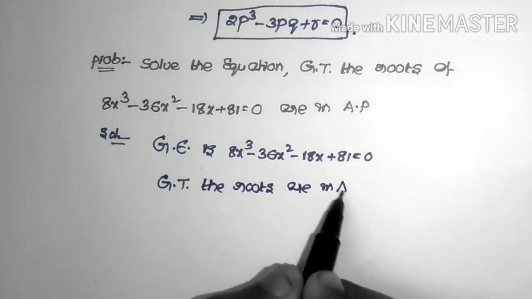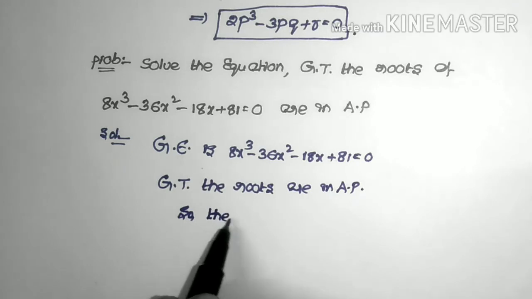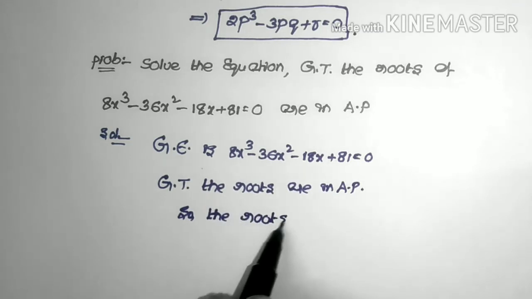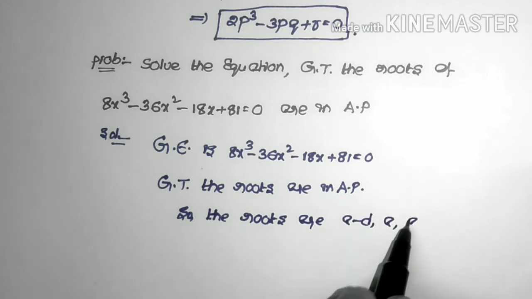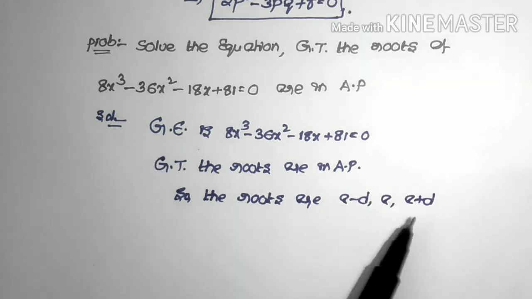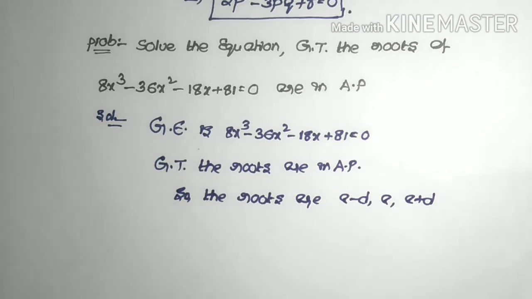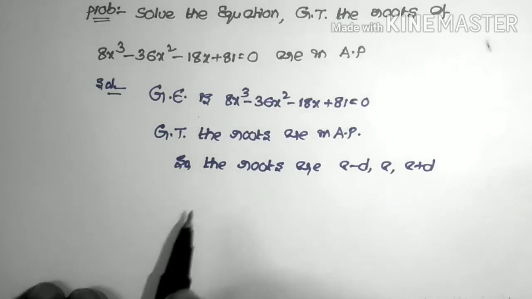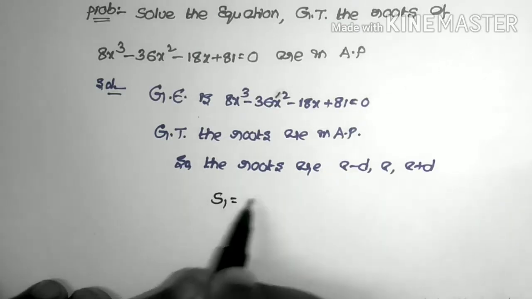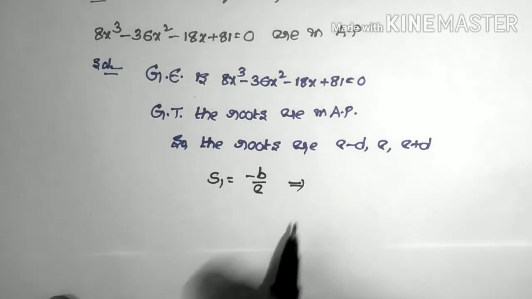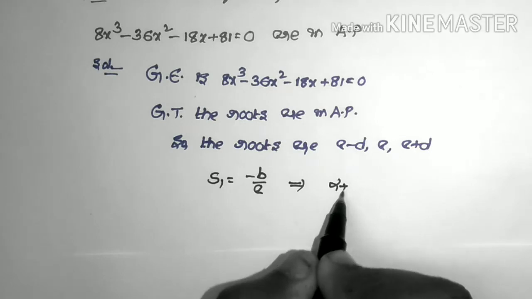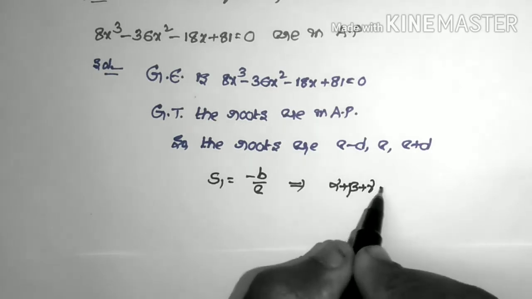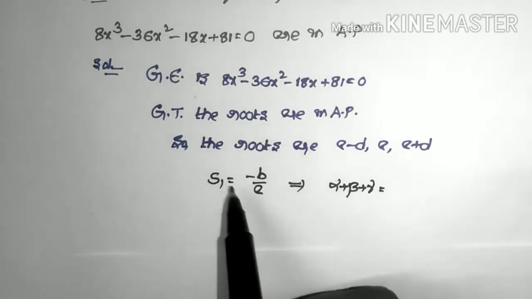So roots are in AP means, what are the root values? We take the 3 roots as a minus d, a, a plus d. Since the roots are in AP, we take the 3 roots like that. Now to solve for the root values, we use the S1 formula. S1 is equal to minus b by a. And S1 is alpha plus beta plus gamma, which is equal to minus b by a.